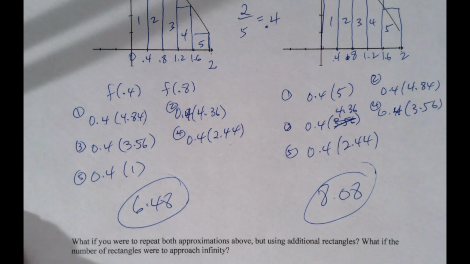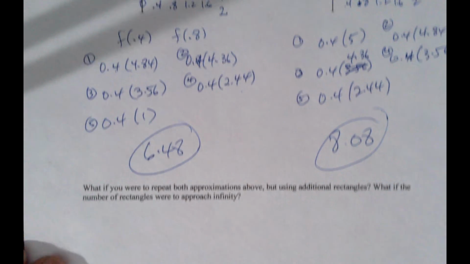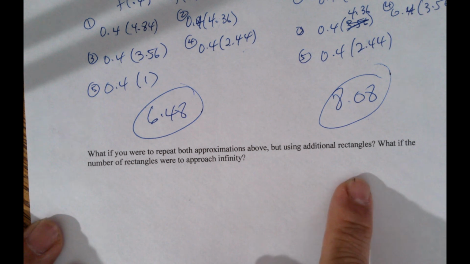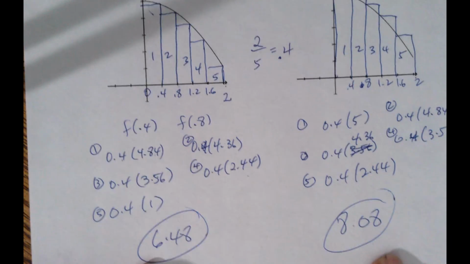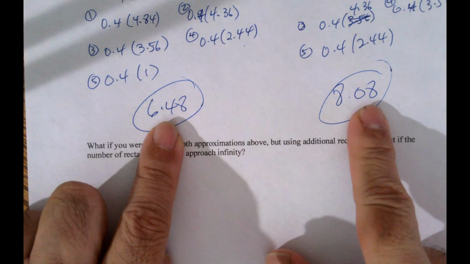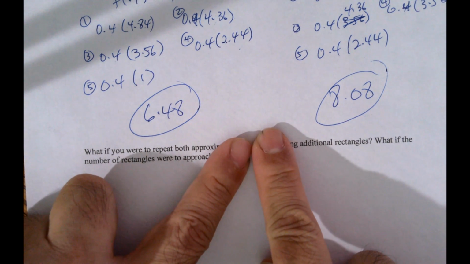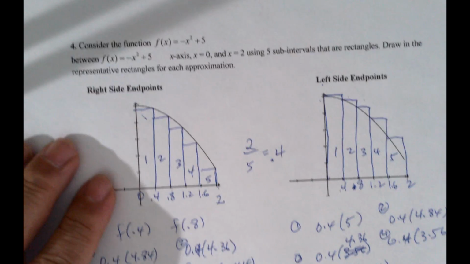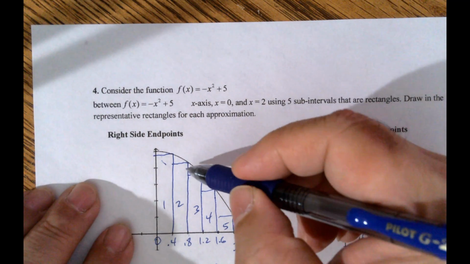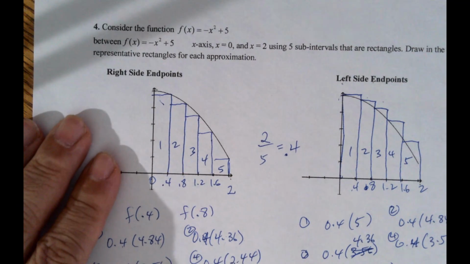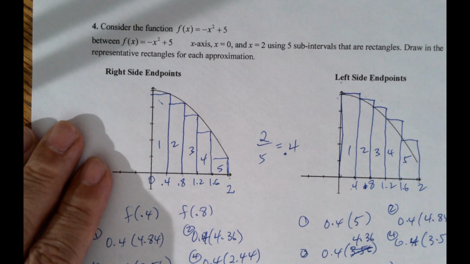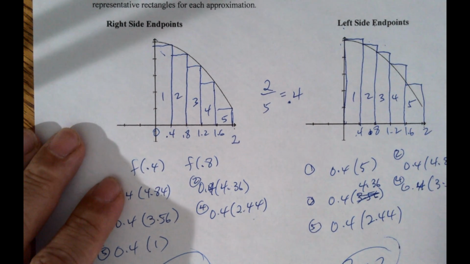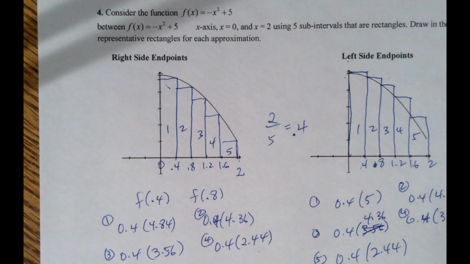All right, now here's a question. What if I were to repeat this and use more rectangles? If I use more rectangles, these numbers will come closer and closer together. And if I let the rectangles approach infinity, all these gaps are going to get smaller and smaller, and in fact, when I let it go to infinity, it disappears. So that's how you find the area between the curve and the x-axis. And that's it.